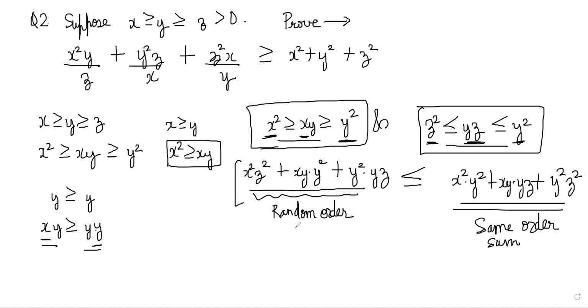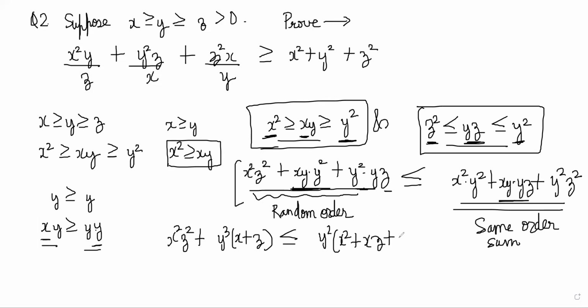So we have this inequality, and here we can say from this that x square z square plus this is xy cube and this is y cube z. We can take y cube common, it is x plus z, is less than or equal to, on the other side we have x square y square plus y square z square plus y square xz. So actually we can say y square common, x square plus xz plus z square, right? This is the inequality that we have so far.